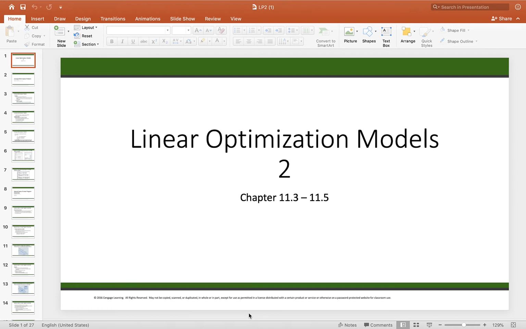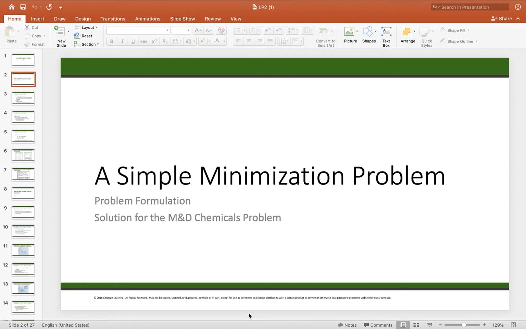Optimization Models 2, Chapter 11, Sections 11.3 through 11.5. We're going to look at a simple minimization problem here.